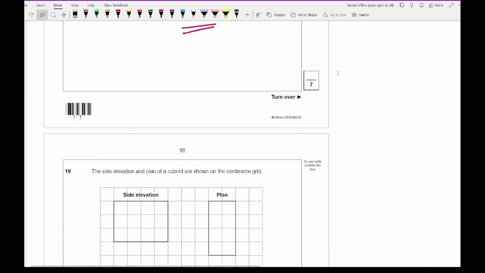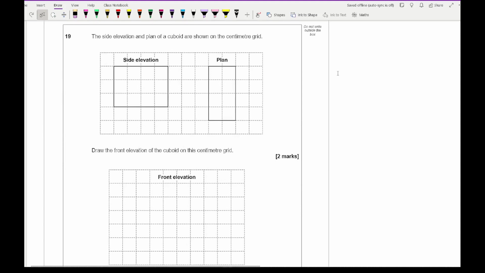For the next one, question 19, it says the side elevation and plan of a cuboid are shown on the centimeter grid. Draw the front elevation of this grid. Well, looking at this, it's basically going to be a 2 by 3. So that's 2 and that's 3. So then all I need to do is draw my elevation. So it's going to be 2 up and 3 across. Though I'm not showing very good practice, you should be doing this with a ruler. You can shade it.